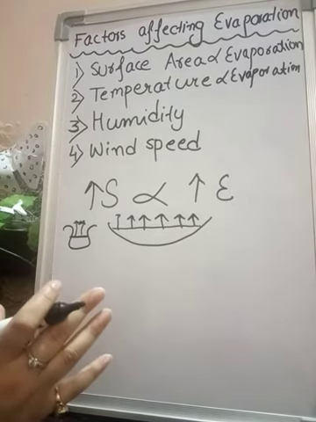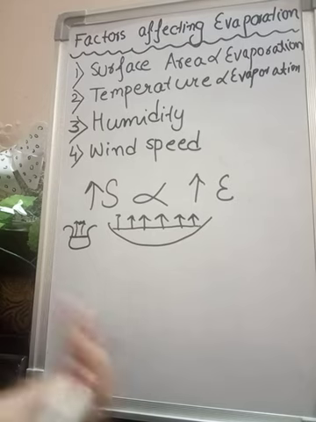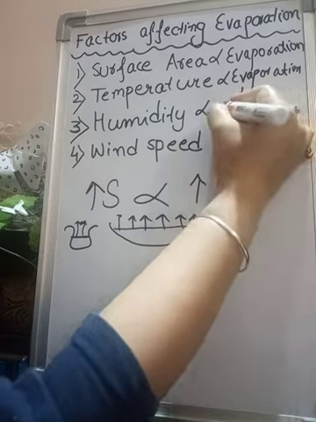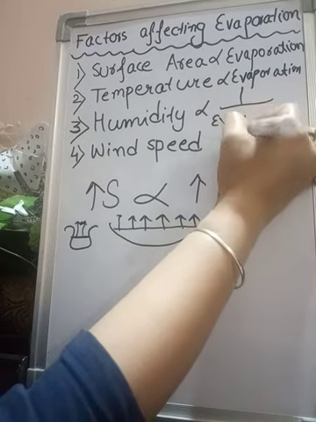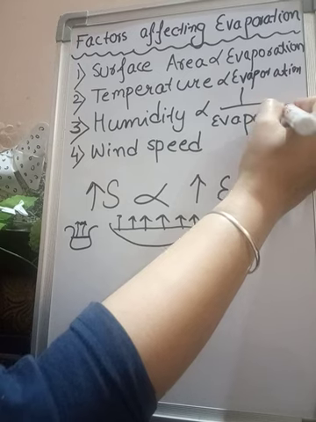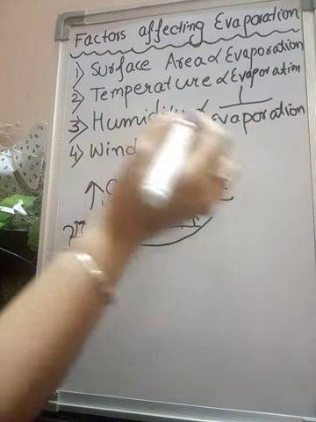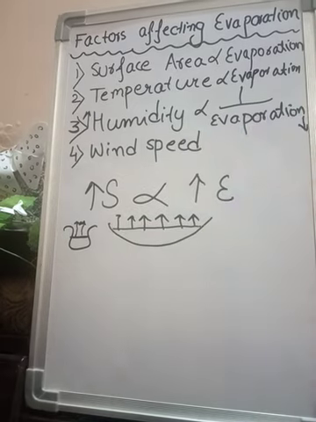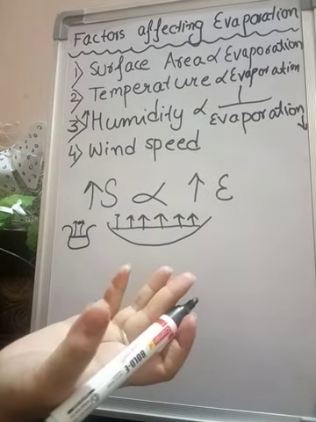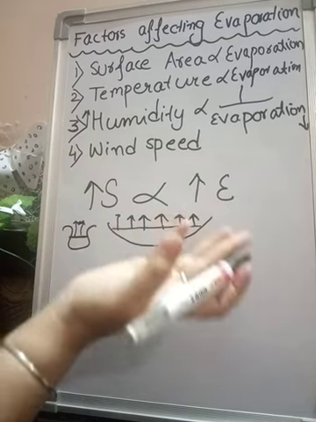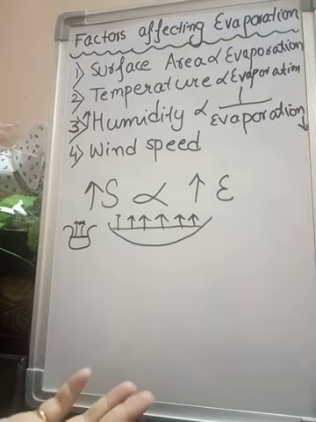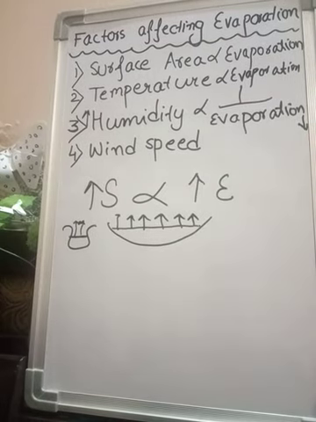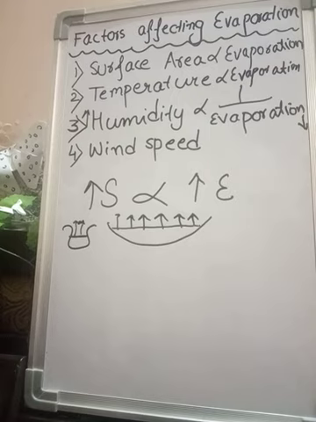So we can say that humidity is inversely proportional to evaporation. Humidity is inversely proportional to evaporation. Understood? That means if we increase humidity, we will decrease the evaporation. So that means in the rainy season, the rate of evaporation is very low. The rate of evaporation is low in humidity, or in the rainy season.